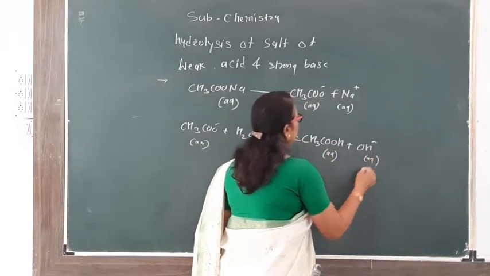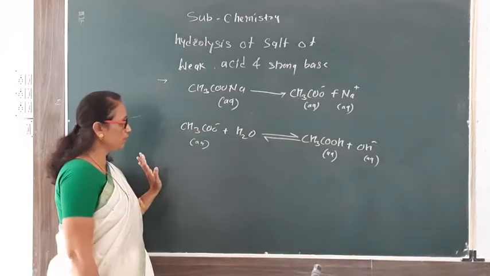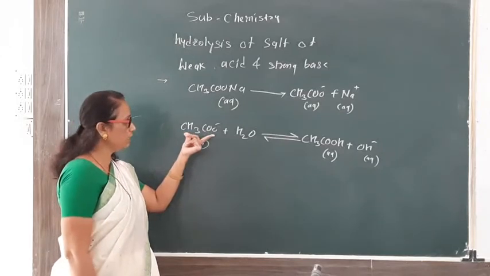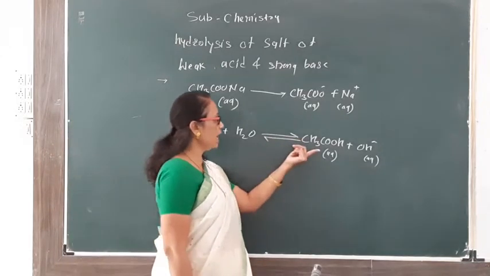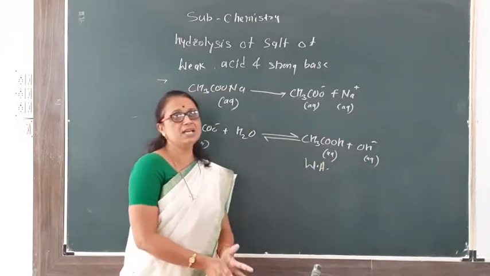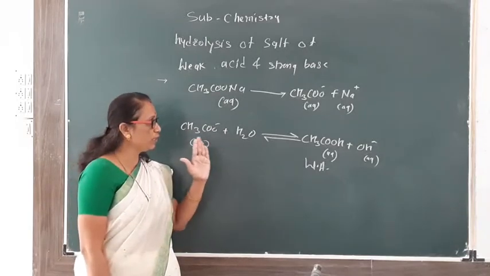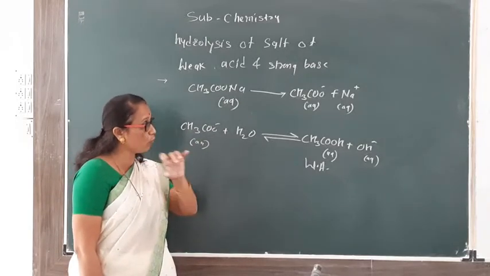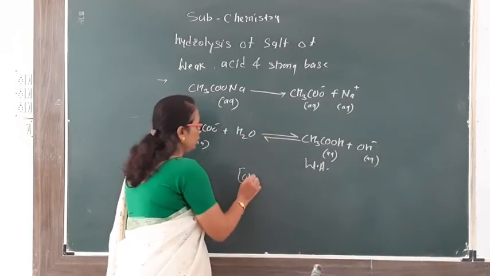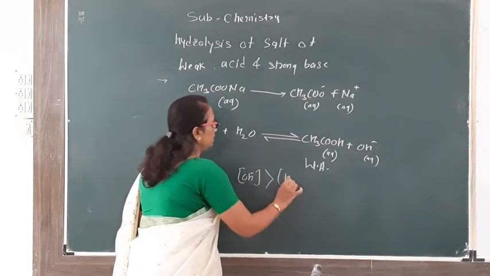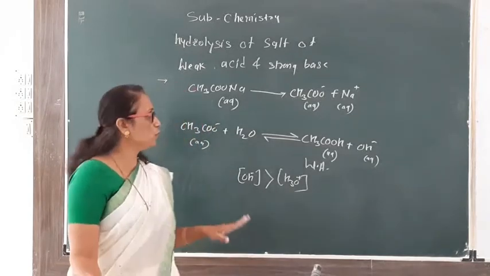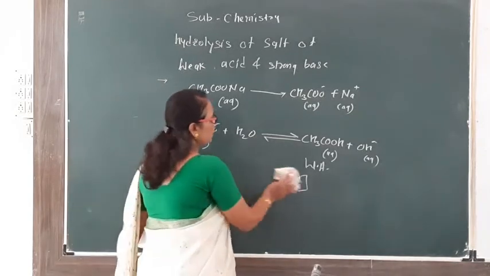Means at equilibrium in aqueous solution, which ion combines? Here the anion, or negative ion, combines with water to form the acid. That acid is a weak acid and gives OH minus ions. As the concentration of OH minus ions is more, it can also be said that the concentration of OH minus ion is greater than the concentration of H3O plus ions, and hence the nature of the solution is basic or alkaline.